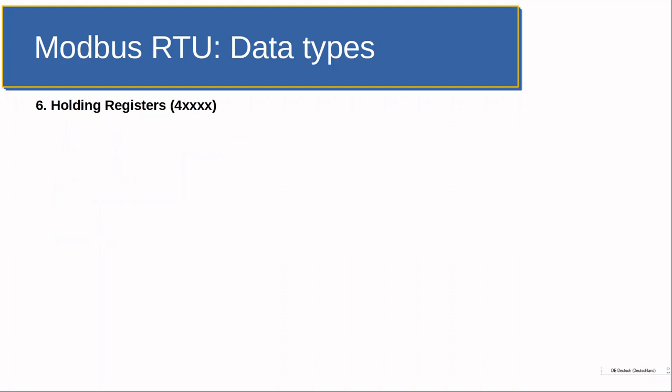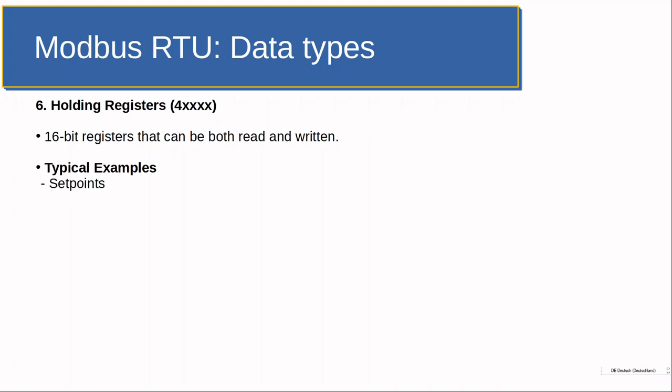Then we have holding registers starting from 40,001, and those are 16-bit registers that can be both read and written. The typical examples are set points, speed commands, configuration parameters, recipe values, and counters.